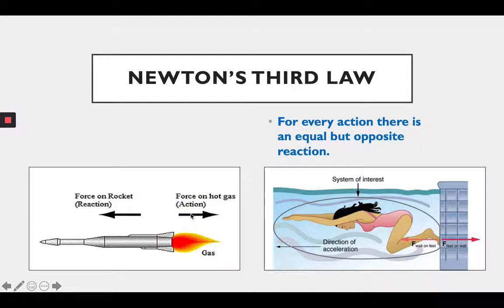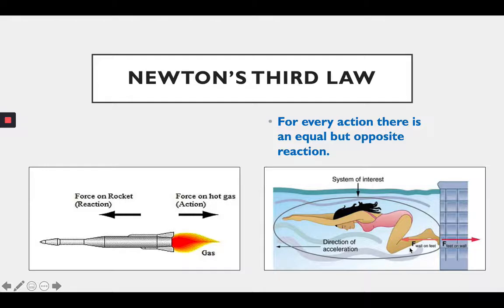And then finally, Newton's third law tells us that for every action, there is an equal but opposite reaction. So here are the two examples that we have here. So we see first the example with the rocket. There is a force that goes to the right, and that results in an equal but opposite force that goes to the left, right? So the force to the right is the hot gas exploding from the rocket, and the force to the left is the rocket moving forward.